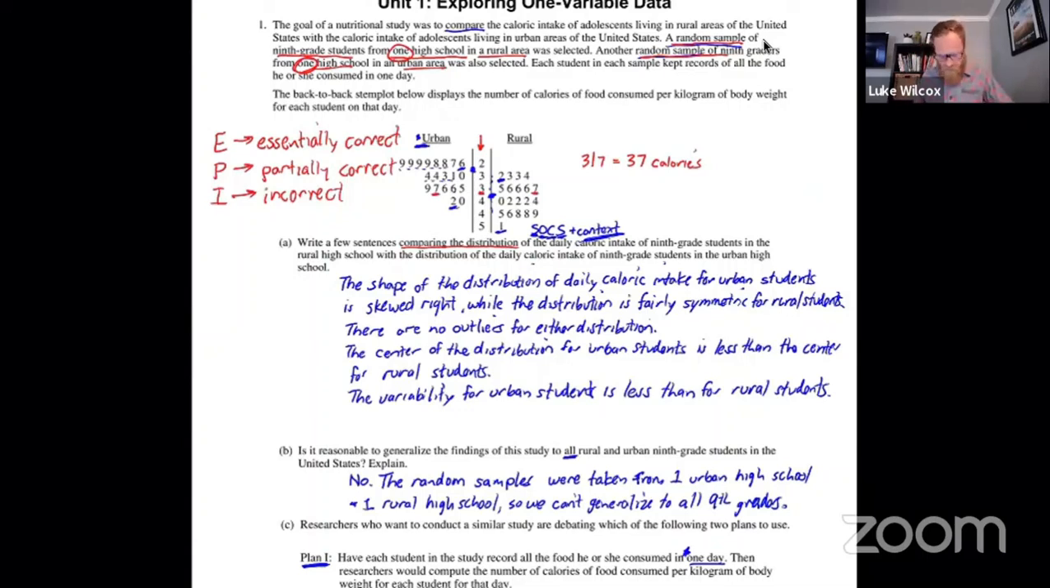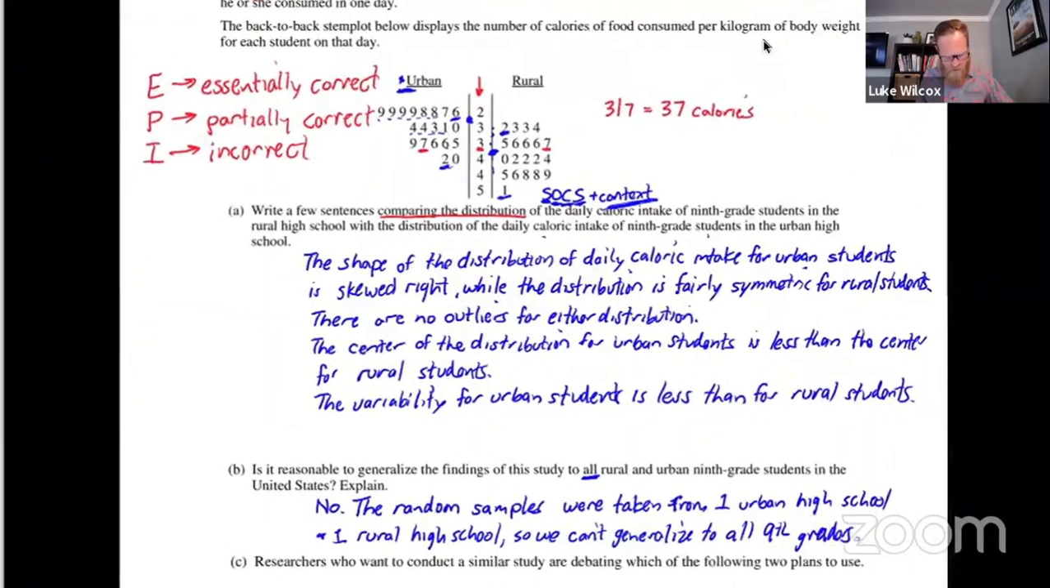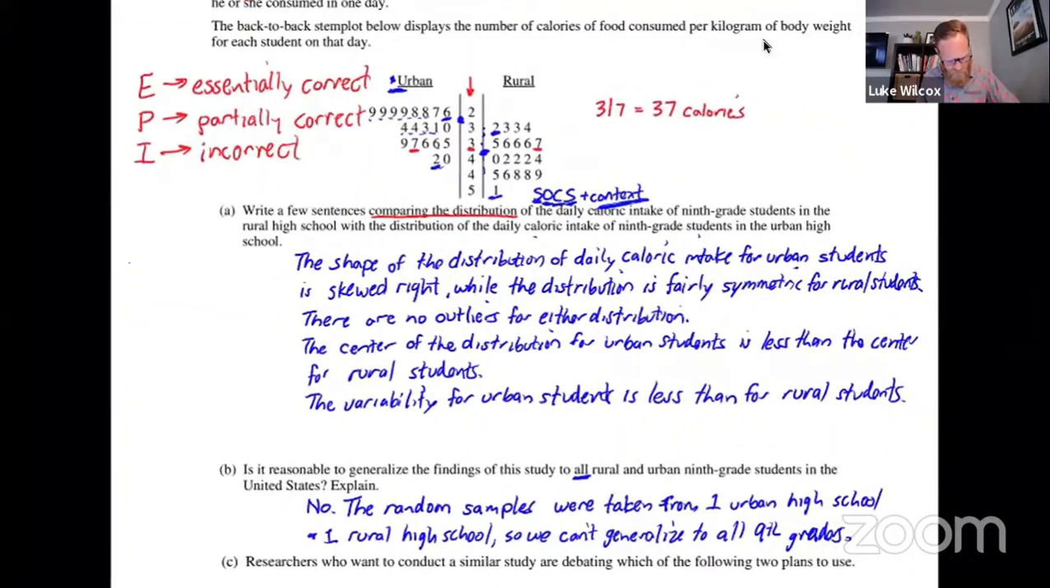So let's go through the grading for part A, and I'll let you know what is needed in order to get full credit on this here. And I'm just going to put this out in the margin here. So I'm going to start with what you would need in order to get an E, essentially correct here. According to the rubric, you would have to compare, and there are 3 things that are found on the rubric. They want you to compare the center, the shape, and the spread.